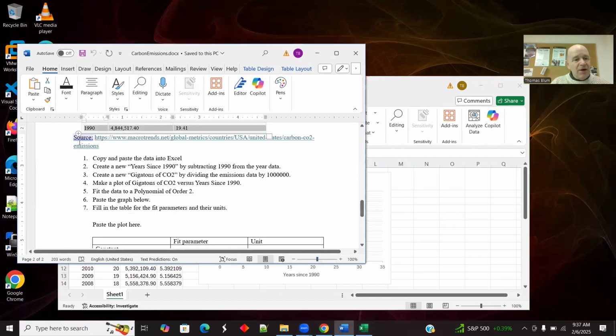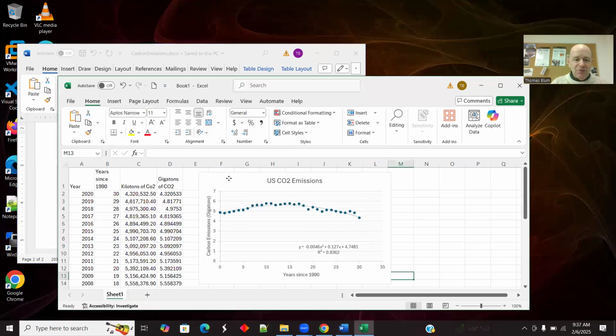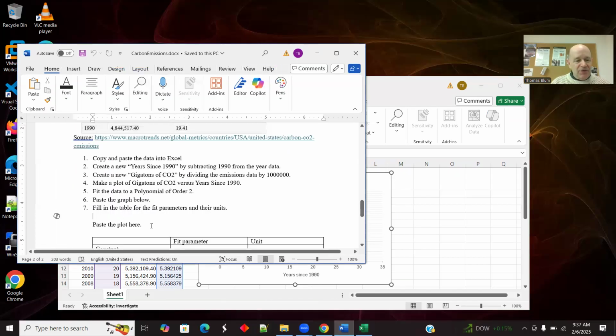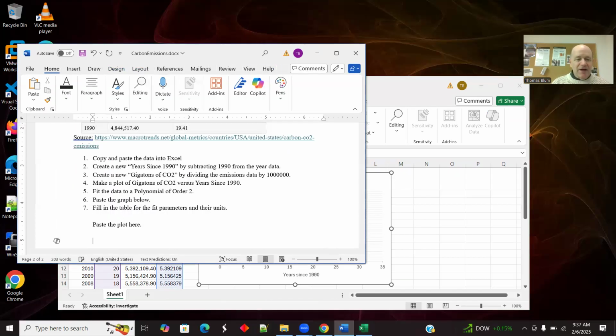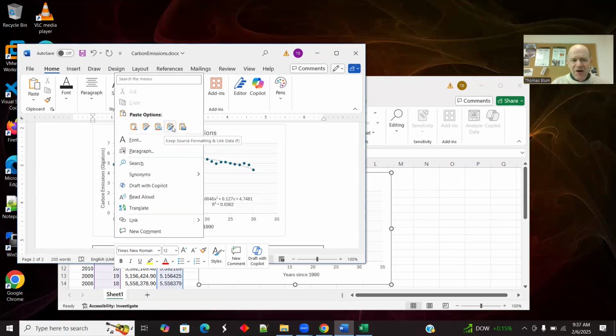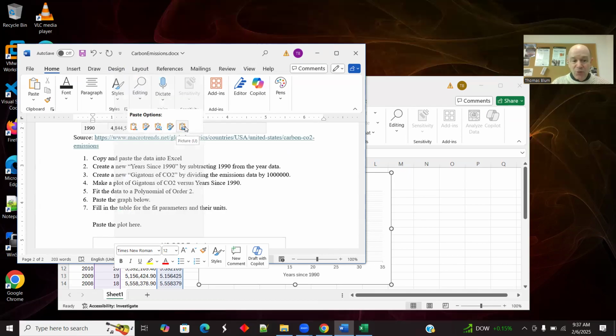Okay, so paste the data over to Excel, done. Years since 1990, done. Move it to gigatons, make the plot, polynomial order 2, paste the graph below. So take this graph and paste it over from Excel to Word. There's always this very wide range of pictures. I'm going to go with the picture one.